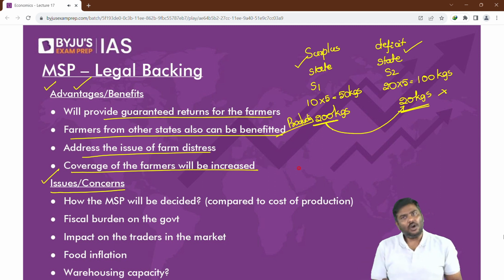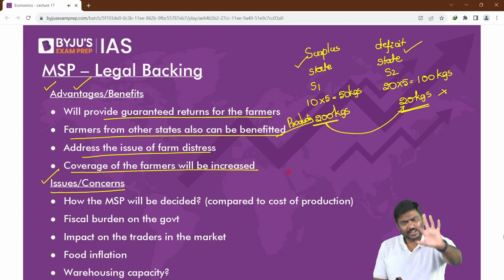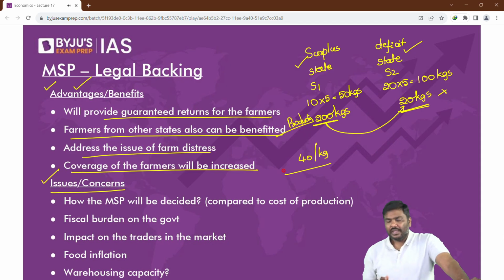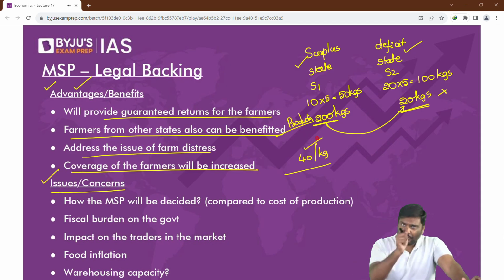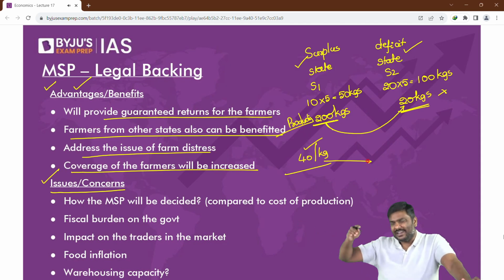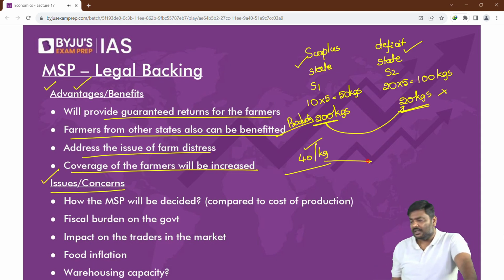Next, please think of it. Imagine you're a farmer. Please think of it very carefully. Government says, guaranteed, any crop which is covered under MSP, any crop guaranteed, I will give you 40 rupees per kg. Now you tell me, if government is guaranteeing you 40 rupees per kg, will you sell it to anybody else in the open market at less than 40 rupees per kg?